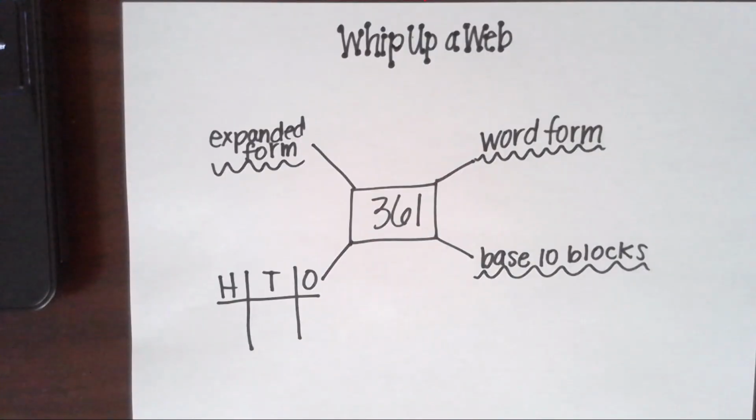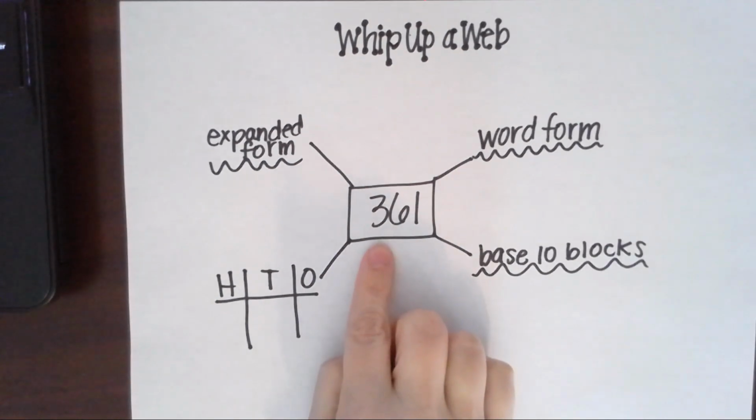It is Whip Up a Web Wednesday, so I have an example for you today to help you through your work for the day. So for this web, basically all we want you to do is find a way to show the number 361.